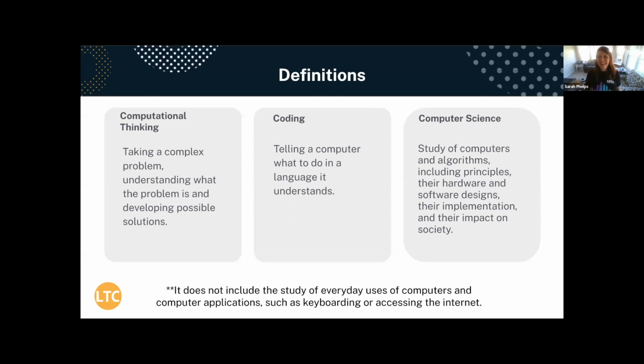It's not keyboarding. It's not getting online. It's not playing a game. It's not word processing or inserting pictures. Those are things that are more related to computer literacy or another one of the digital literacies. So we're focusing on the computer as kind of the thinking machine, or our brain thinking like a computer.